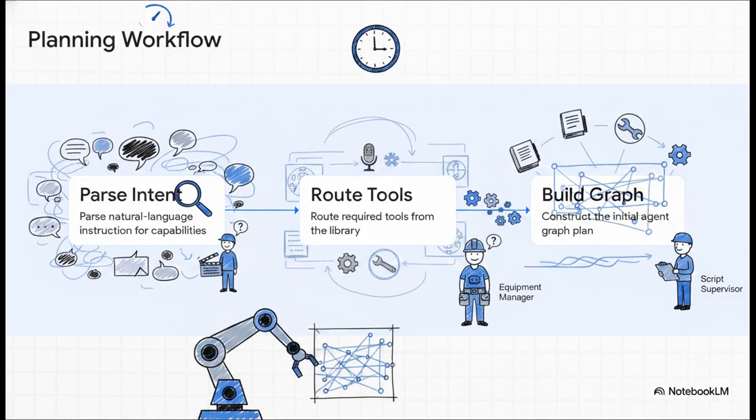Let's look at how this builds chronologically. When you throw a prompt at it, the director, our intent parser, first breaks down your natural language instruction to figure out what capabilities we need, like, say, transcription or summarization. Next, the equipment manager routes those necessary tools from the registry. And then finally, the script supervisor takes those tools and constructs the initial agent graph plan. It's this really seamless handoff from a human idea to a structured robotic blueprint.